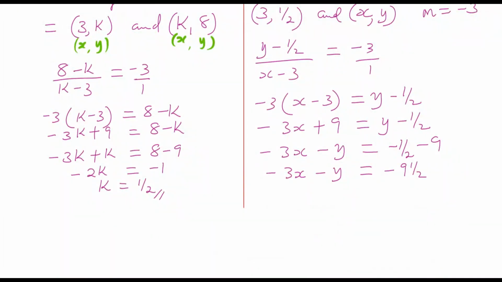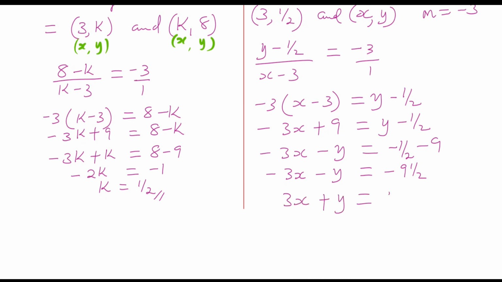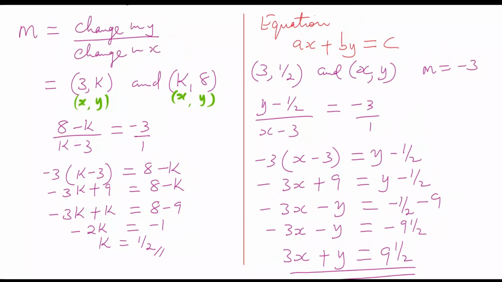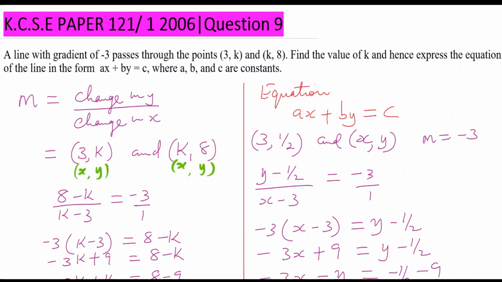Now we can divide all through by this negative to get rid of that negative. Dividing everything by negative, we get 3x plus y equals 9.5. And that equation is in the required form, ax plus by equals c. So that is how we're supposed to work out that question.